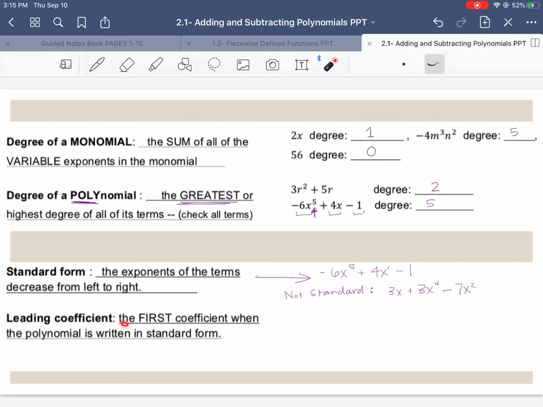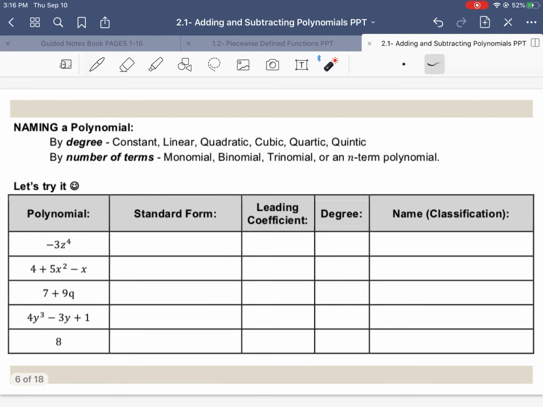Once you put it in standard form, then we can identify what we call the leading coefficient. This is the first coefficient when it's written in standard form. So if we come over here and we have a polynomial, let's say we have 3x squared plus 10, that's in standard form. So right here I have a leading coefficient. It is the number that is leading the standard form equation. And remember, coefficient means the number in front of the term. So the x is the variable part, the 2 is the exponent, the 3 is the coefficient. Okay, so let's practice this a little bit with this table.